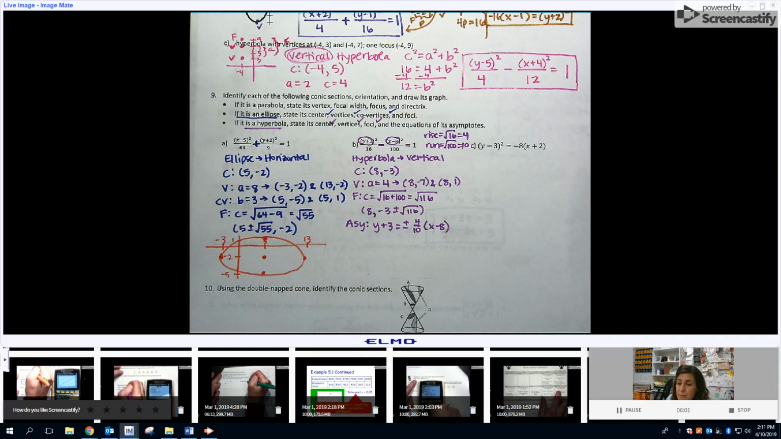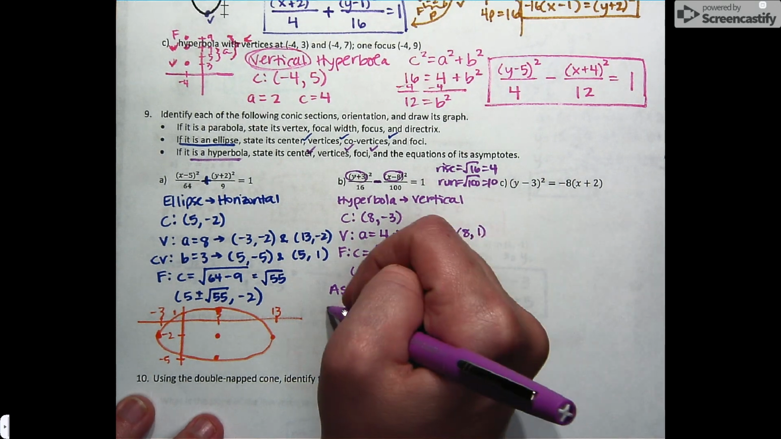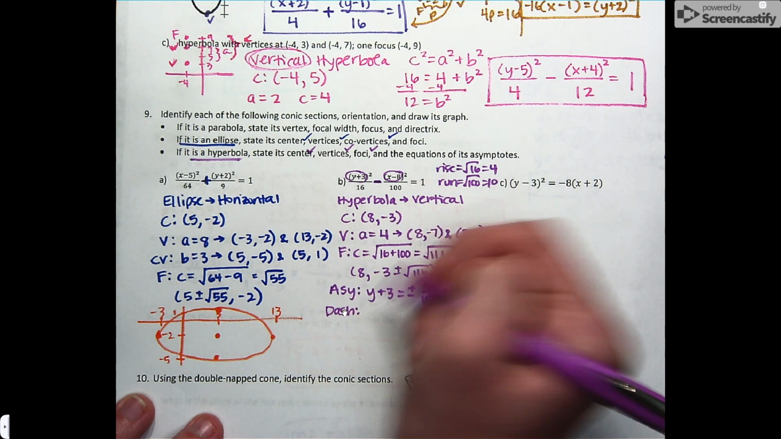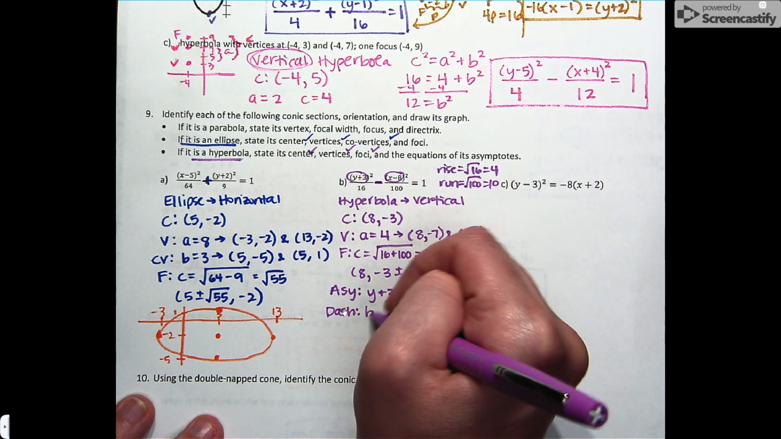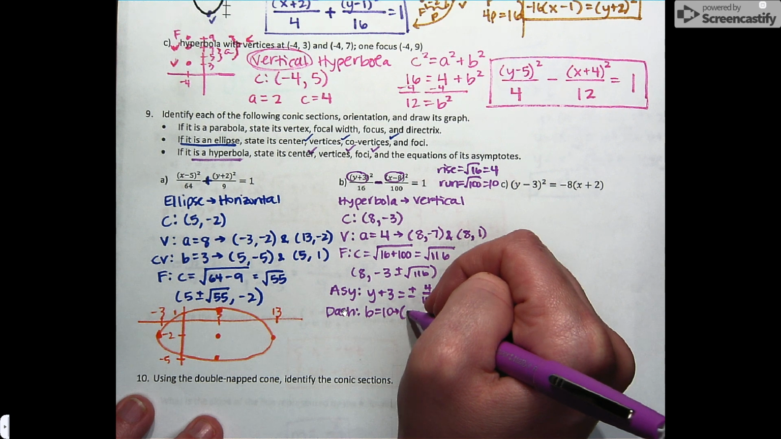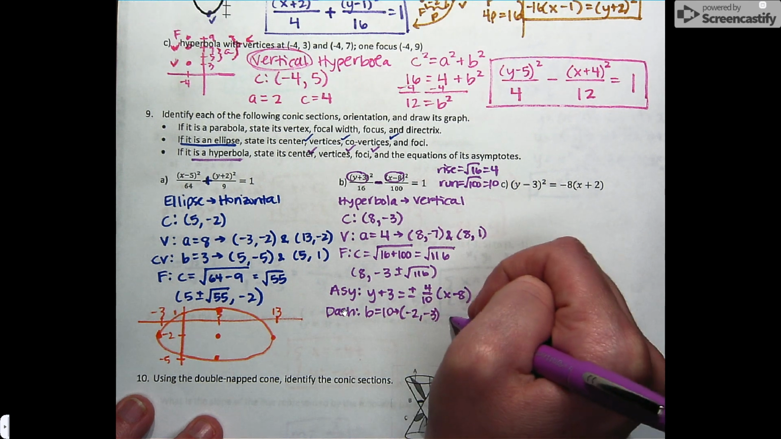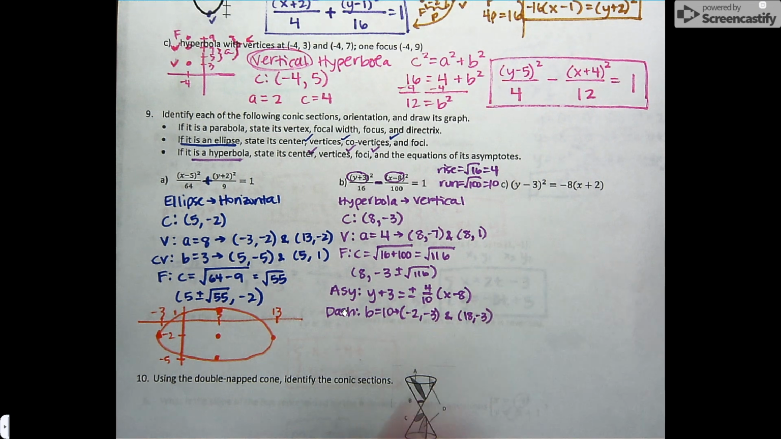Personally, before I graph this hyperbola, I think it's easier to find the dash mark for your rectangular box. So that way you don't have to count out this slope. So I'm going to go ahead and find that. So I find my dash mark, which relates to my b value. So the b value, since it's vertical, is going to be underneath x, which is 10. So I'm going to add and subtract 10 from my x coordinate, which would be negative 2 comma negative 3 and 18 comma negative 3. So that's going to help me graph my rectangular box.